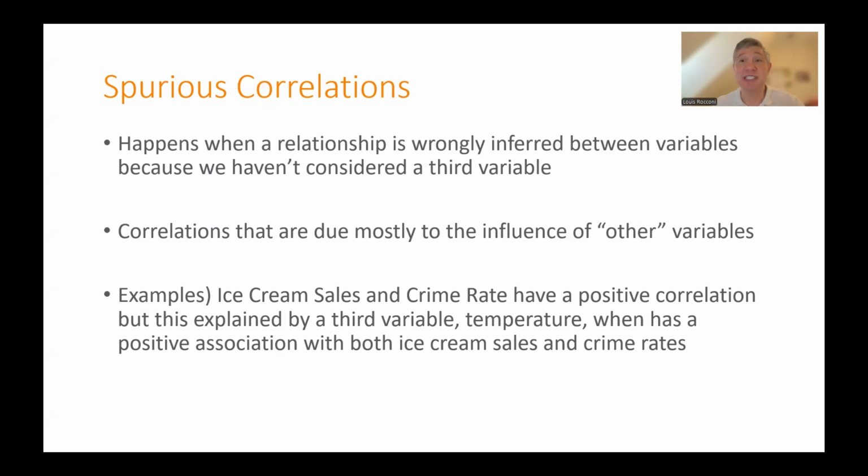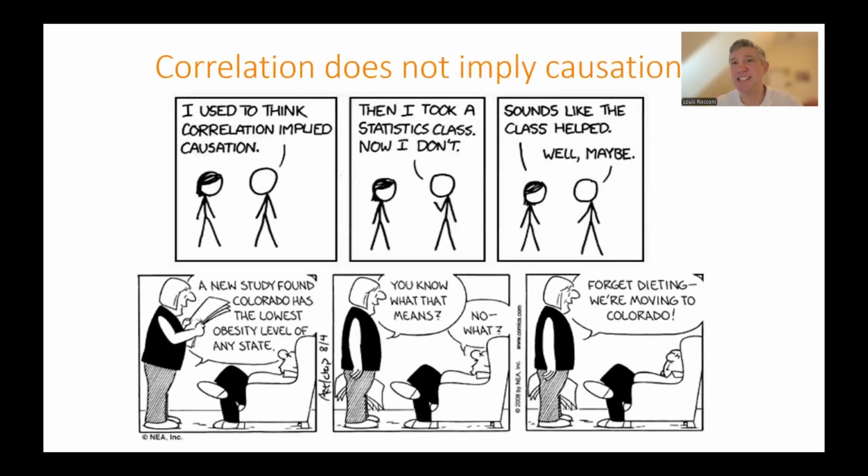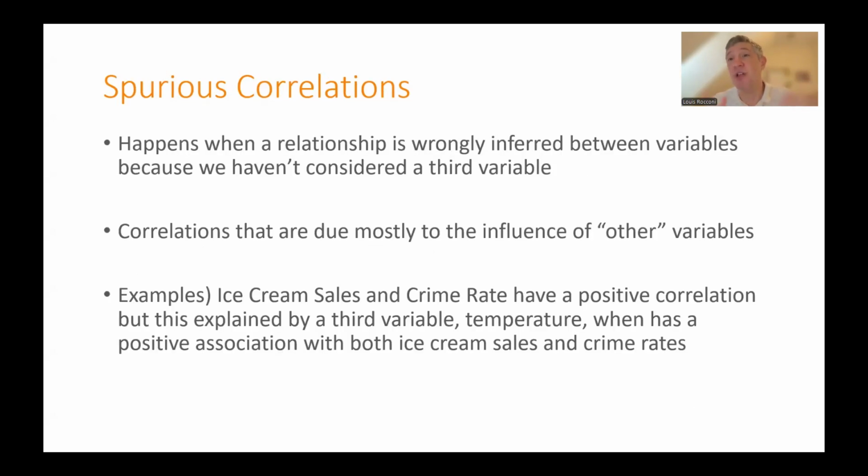So sometimes when you see a correlation between two variables, you might want to ask yourself, is this a true relationship or is it caused by something else? That's why we make the statement that correlation does not imply causation, because we want to rule out these other factors before we make that assessment.